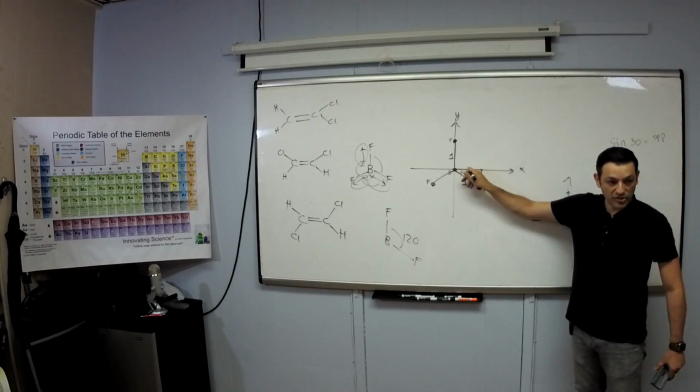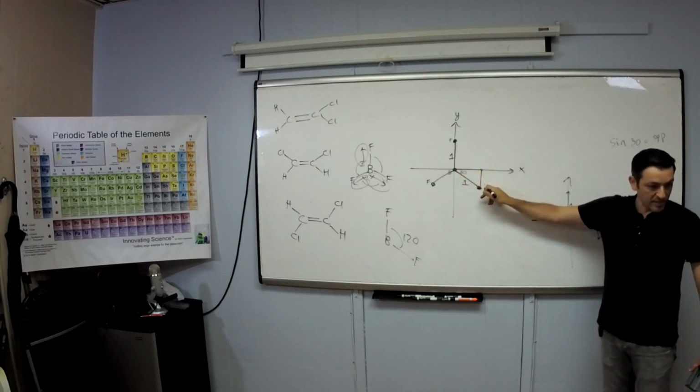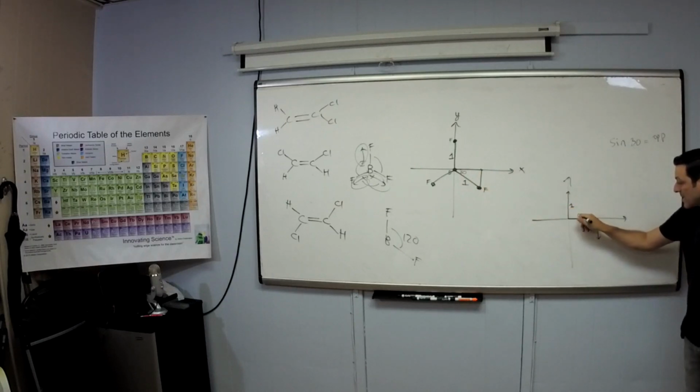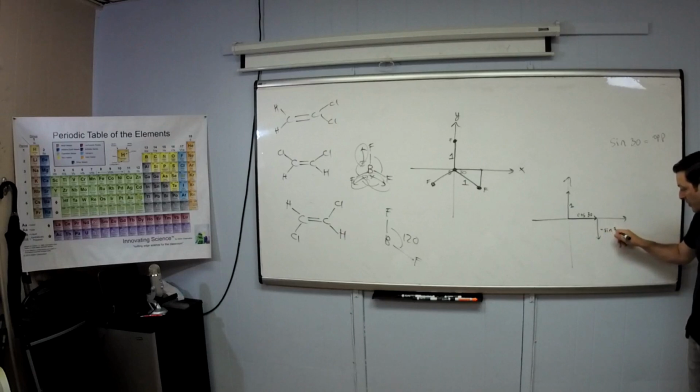This piece was the cosine of 30, and this piece was the sine of 30. But this piece is actually the cosine of 30, while this piece is the negative sine of 30. Why negative? Because it's pointing down, right? Negative sine of 30.